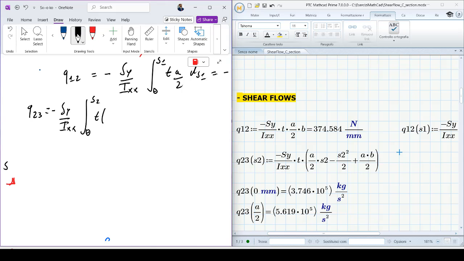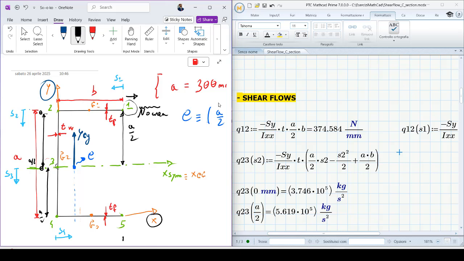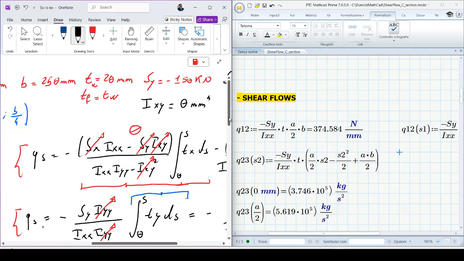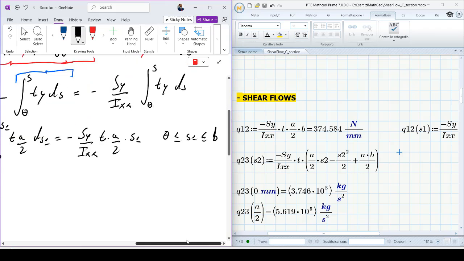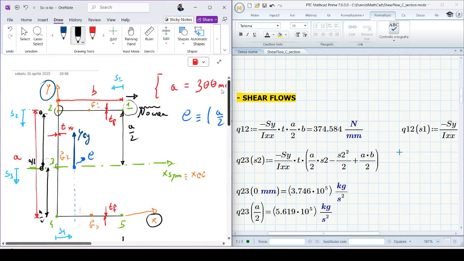A2 minus S in the S1 plus, now plus what? If we are starting from point 2, at point 2 we have also the shear flow calculated with Q12, because Q12 moves from 0 to B, but B is the same abscissa coordinate of the point 2. So at point 2 I have a certain shear flow.